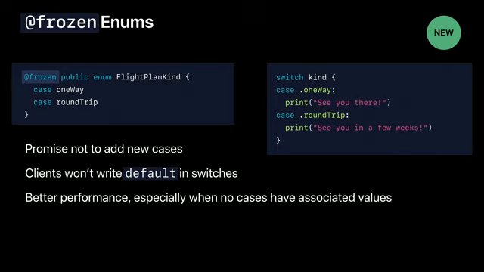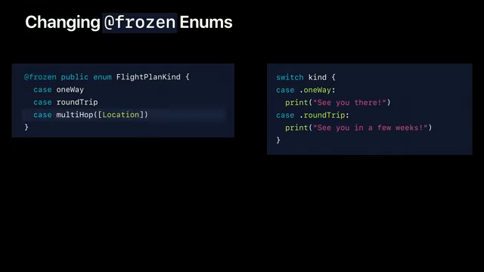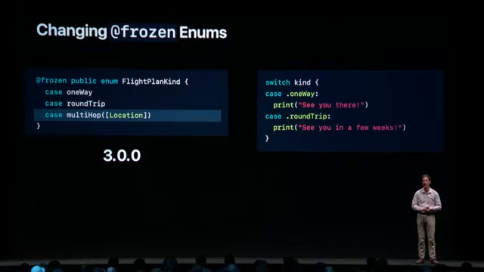So that's great. Except I forgot something. There is another kind of flight plan, a multi-hop flight. And now we're in trouble, because that client code no longer has a default case. So adding a new case to a frozen enum is both source and binary breaking, and requires incrementing the major version and asking all clients to recompile.